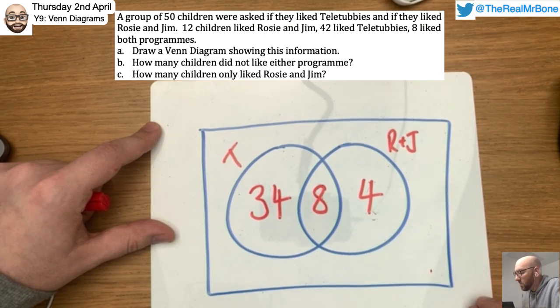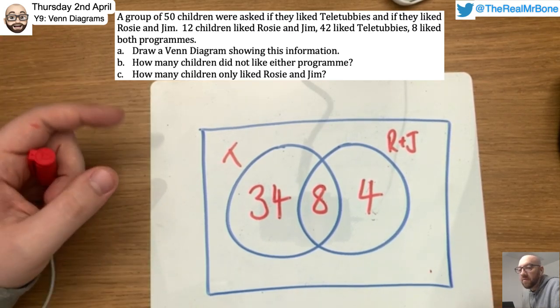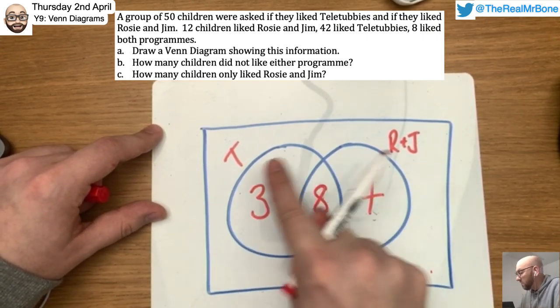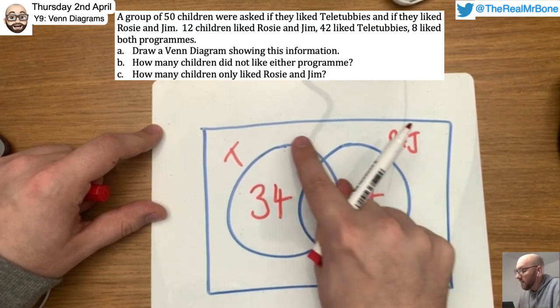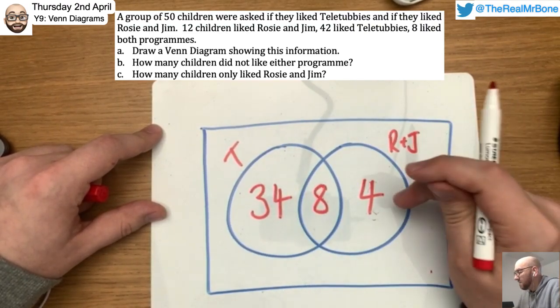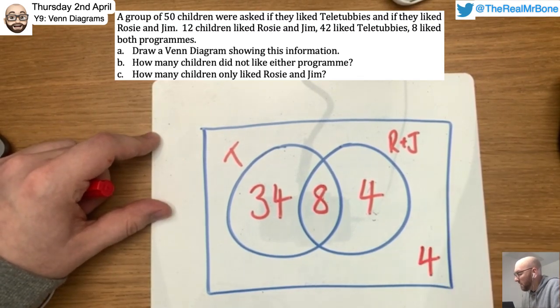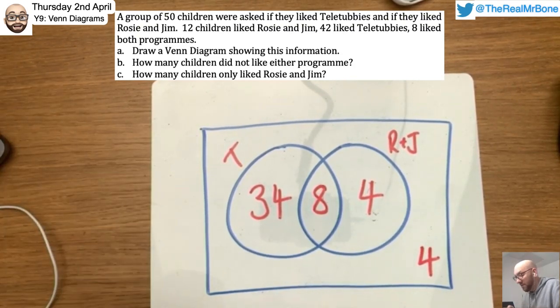Now the question also told us there were 50 people altogether. So if we add what we've got, we know the circle's 42. There's no point trying to work them out separately. That's a 42 circle. Add 4. That's 46 people, which means we're missing 4. That means 4 people didn't like Teletubbies or Rosie and Jim. At the moment we've done our Venn diagram.